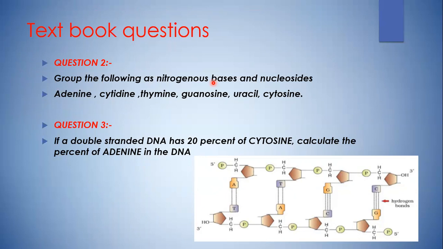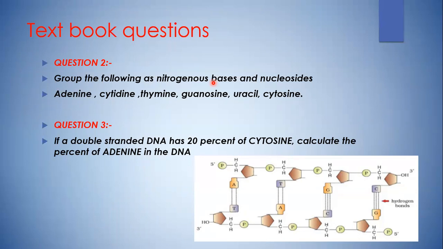Nucleotide means a nitrogenous base connected to a pentose sugar, and there is a phosphate. Or else you can say nucleoside plus phosphate is called nucleotide. What is a nucleoside? A nitrogenous base connected to a pentose sugar by a glycosidic bond. We have already read about it in our previous lecture.